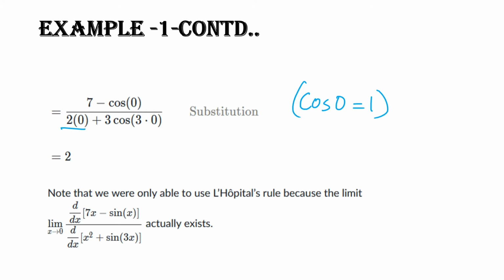So simplify. 7 minus 1 is 6. You may just put this additional step. And then here this is already 0. So 3 is here. So 6 divided by 3, that is going to be 2. So we have got our answer using L'Hopital's rule for the limit. Because this limit exists, we were able to apply L'Hopital's rule. That's an important observation.